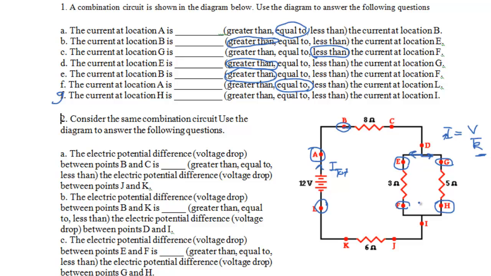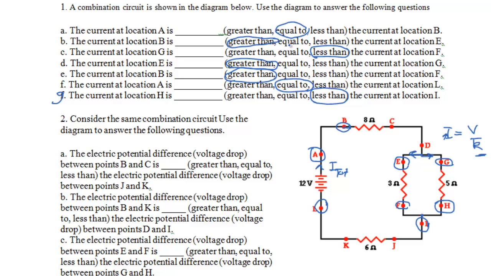And then finally, the current that goes through H, which is here, this is H. How is it related to the current that goes through I? And of course, I will be the bigger current because here the current splits at the junction, then again it will merge coming out of this junction to I. So it will be less than. Okay, so hopefully that answered question number 1.